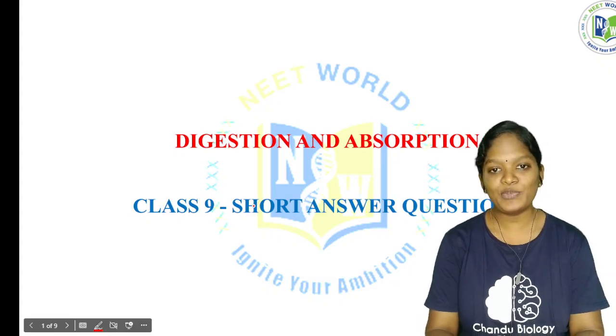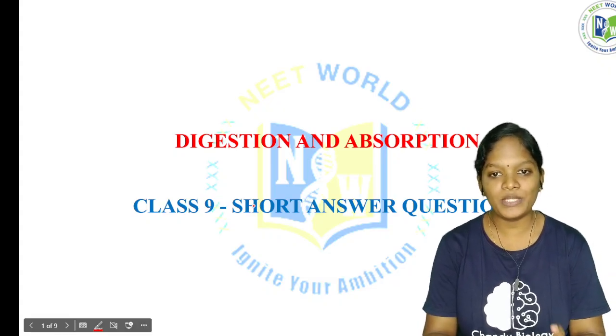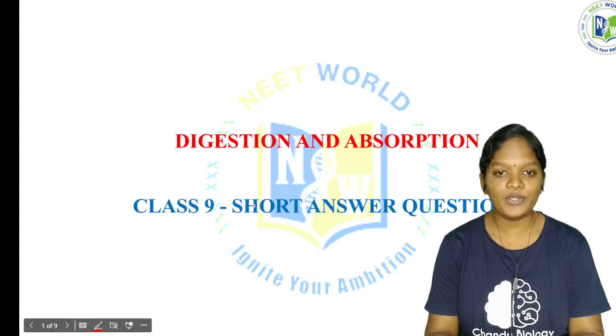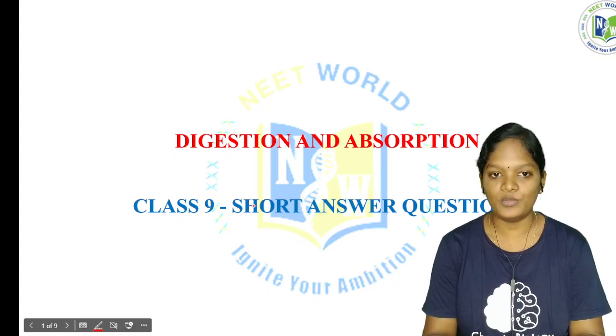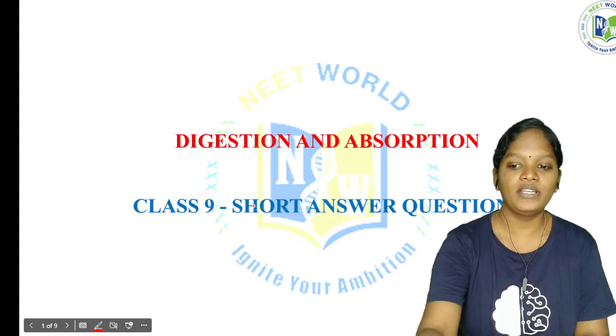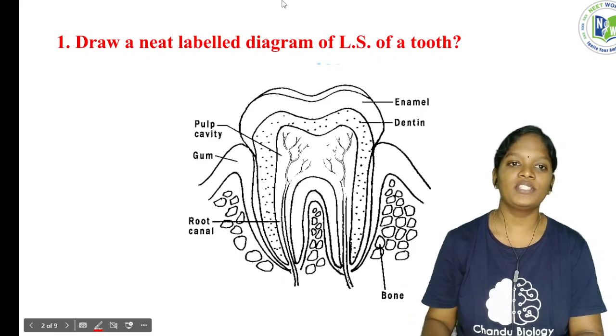So in the last class we discussed the short answer questions in the diversity of living world, that is in the first year. In today's class we are going to discuss the short answer questions in the second year, the chapter called digestion and absorption. This is the 9th day of our class. Without any delay, we'll enter into the session.